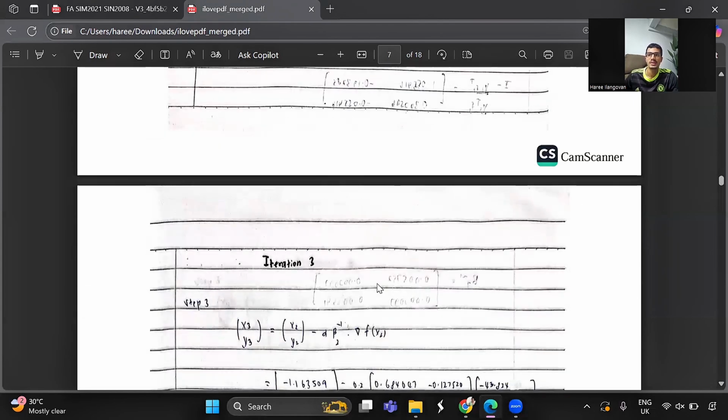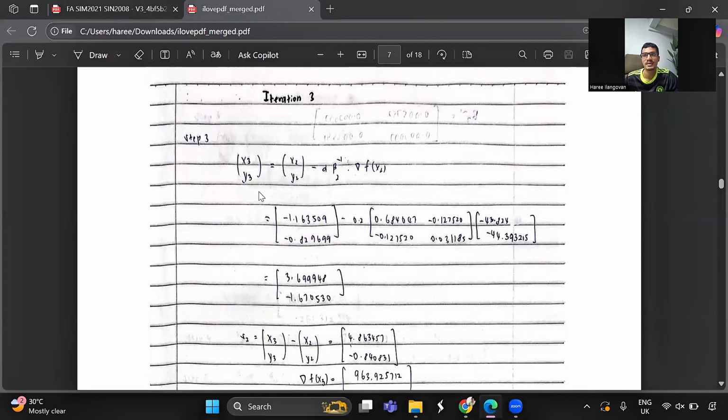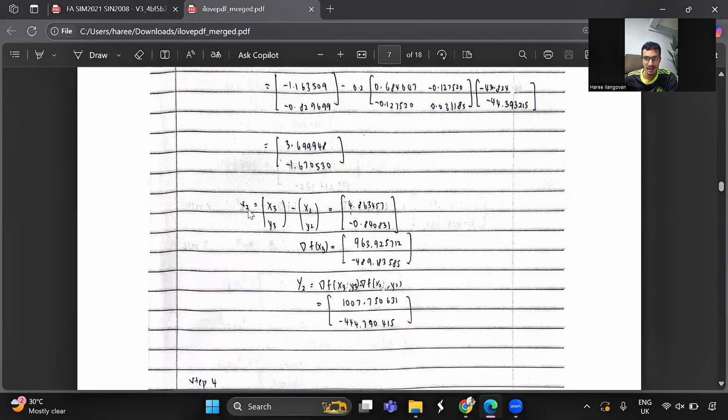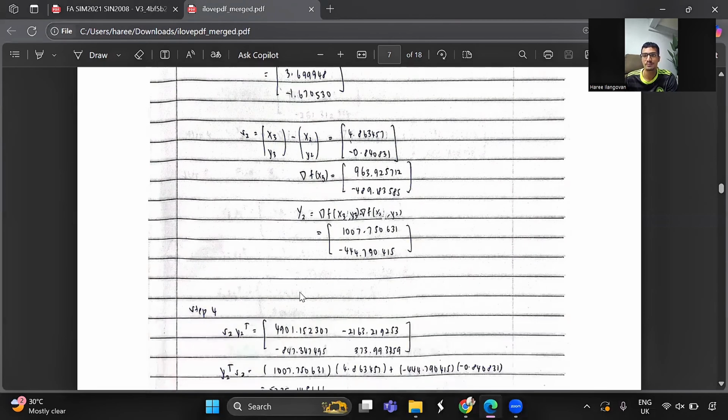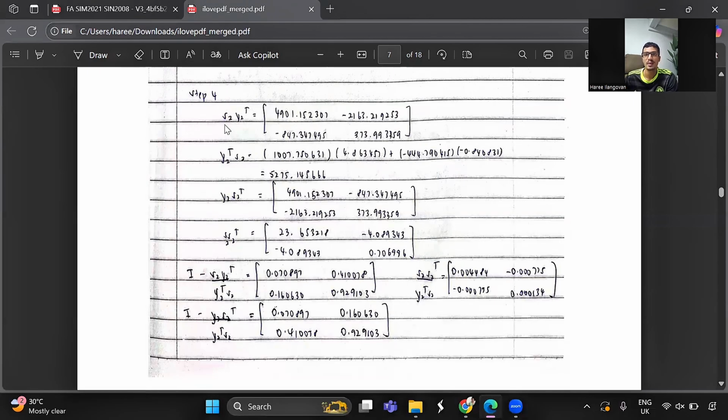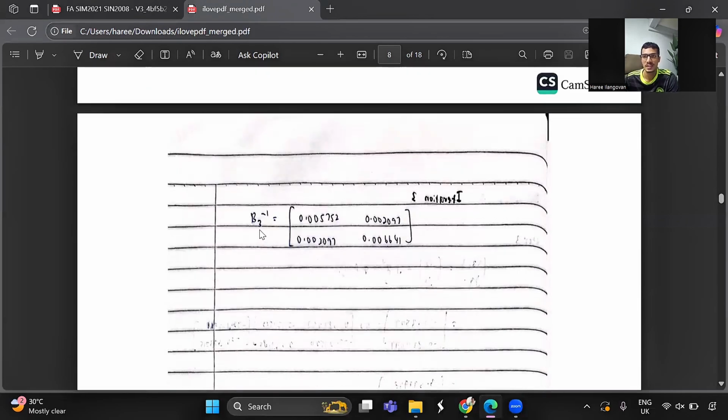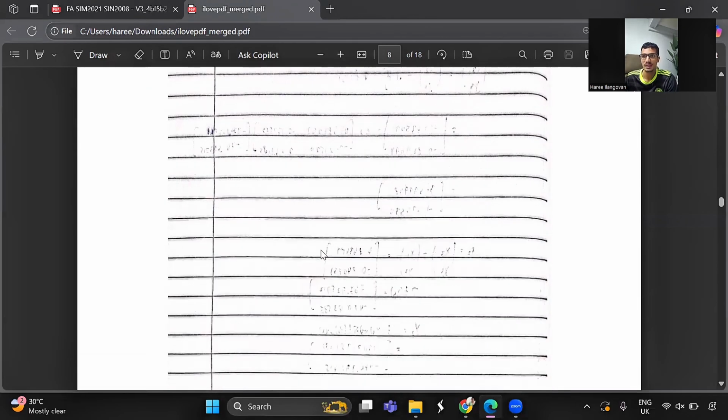And I moved on with iteration number 3 to calculate the x3 and y3 values. On substituting the entries that we already have, I got the x3, y3 to be 3.699948 and negative 1.670530. And I calculated again for the S2 and Y2. And moving on, I calculated the multiplication of S2, Y transposes, and Y and S transposes, all of sorts, to get the B3 inverse.